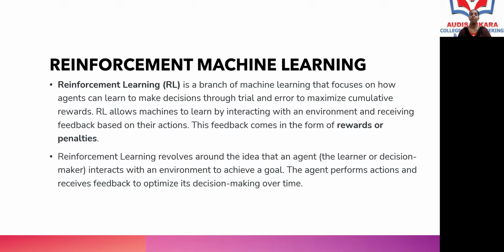Reinforcement machine learning. Reinforcement learning is a branch of machine learning that focuses on how agents can learn to make decisions through trial and error to maximize cumulative rewards. It learns by interacting with an environment and receiving feedback based on its actions. This feedback comes in the form of rewards or penalties. Reinforcement learning revolves around the idea that an agent, the learner or decision maker, interacts with an environment to achieve a goal. The agent performs actions and receives feedback to optimize its decision making over time.